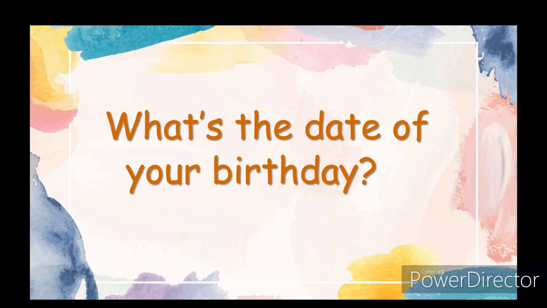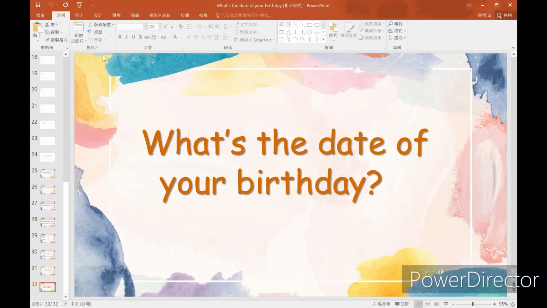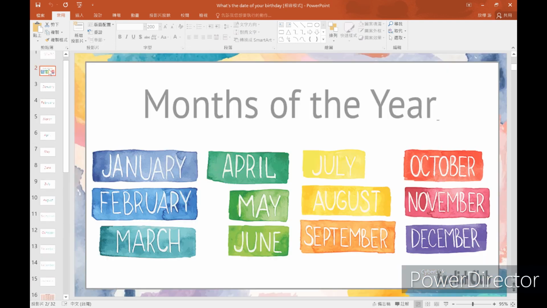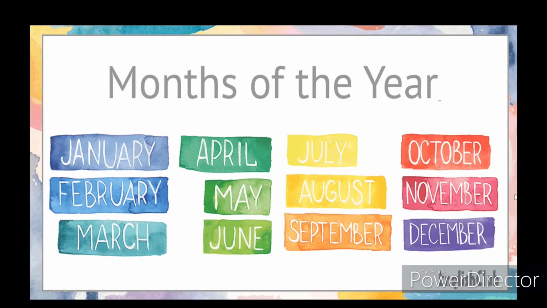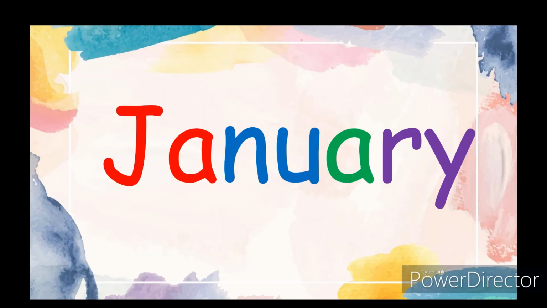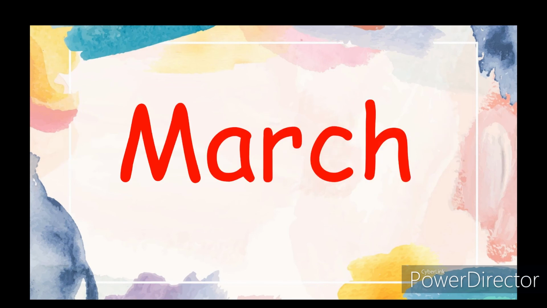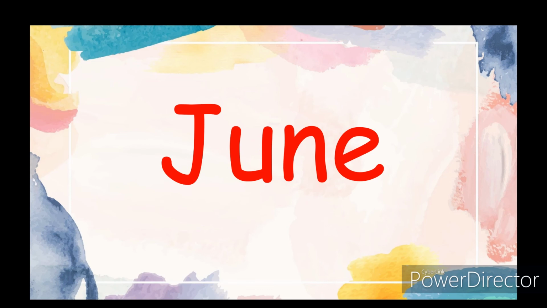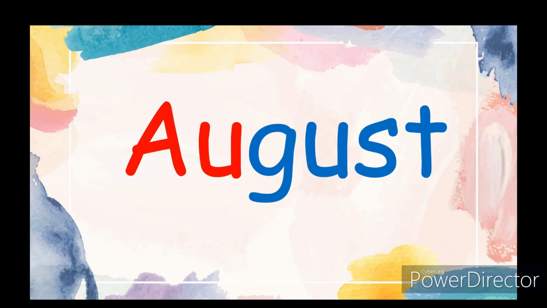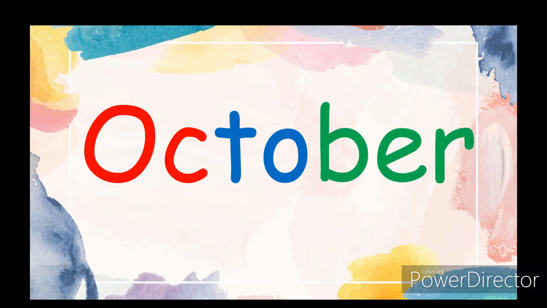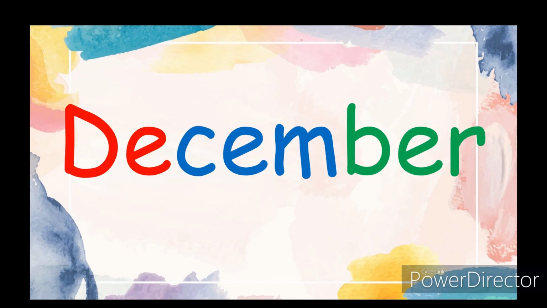Okay, and the last part, let's have a quick review of this lesson. First, we have to know the months of the year. Let's do it again quickly. January, February, March, April, May, June, July, August, September, October, November, December. These vocabulary words are pretty long actually, so you have to spend some time practicing them.